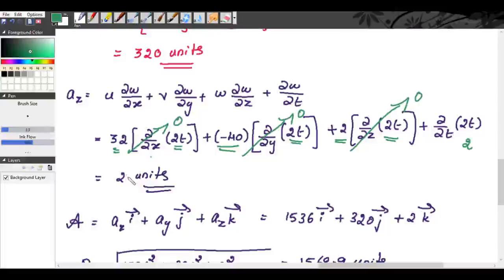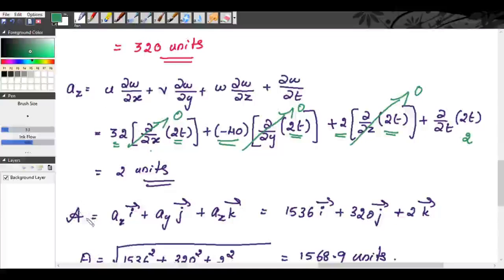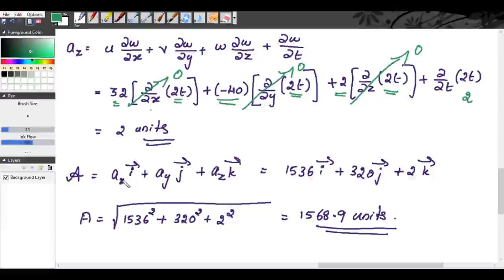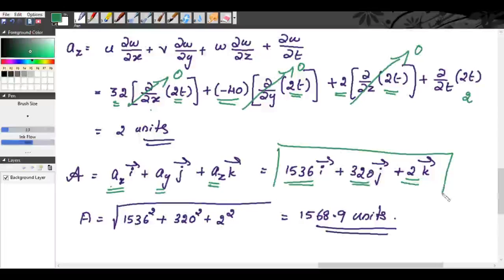Now we have ax, ay and az. So our acceleration will be equal to ax into i vector plus ay into j vector plus az into k vector. Substituting, ax is 1536, ay is 320 units and az is 2. So our magnitude of acceleration becomes the square root of, this answer is very important, very important from the exam point of view, 1536 squared plus 320 squared plus 2 squared. We get 1568.9 units.